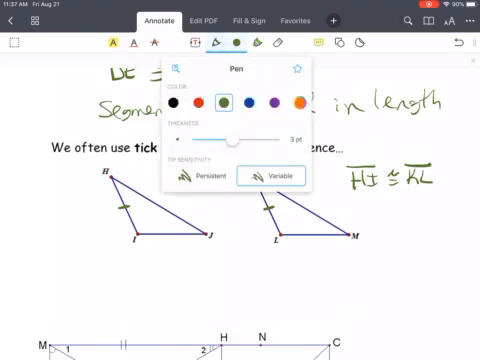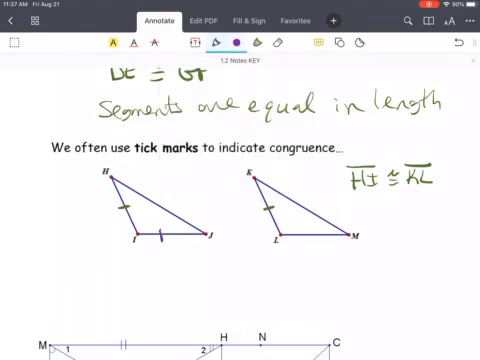If I wanted to mark another pair of segments congruent, I can't use one tick mark, I've already done it. So if I use a double tick mark here, then I could say that segment IJ is congruent to segment LM. And then if I wanted to name a third pair of segments congruent, like this one right here, I could use three tick marks, or I'll use a little circle here, which would tell me that segment HJ is congruent to segment KM.